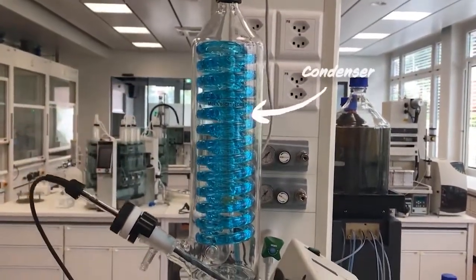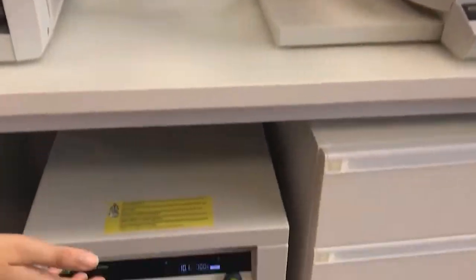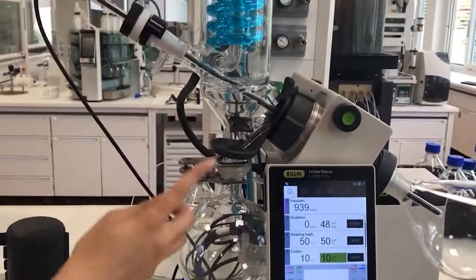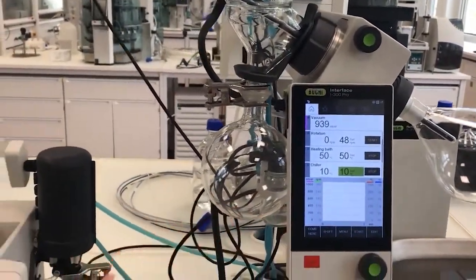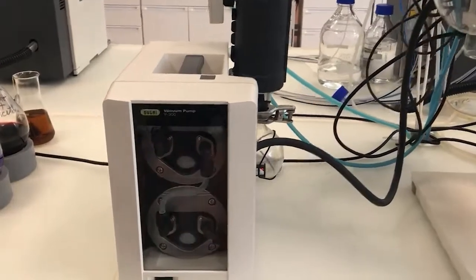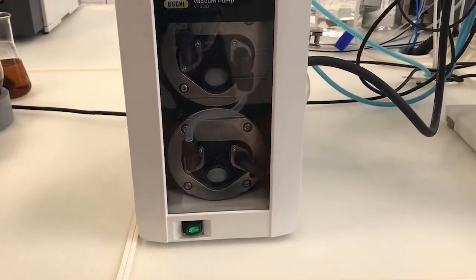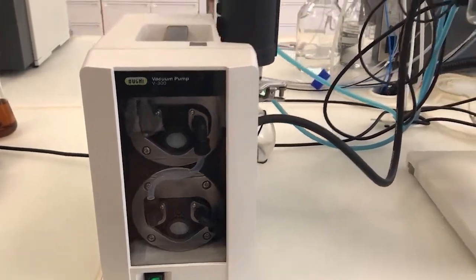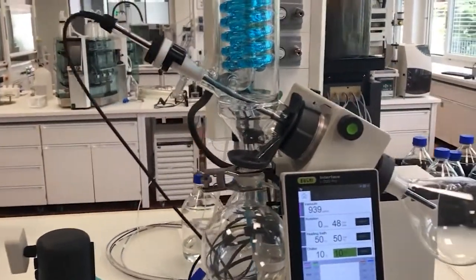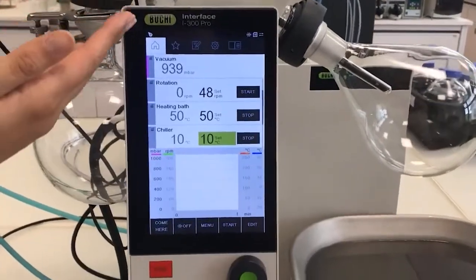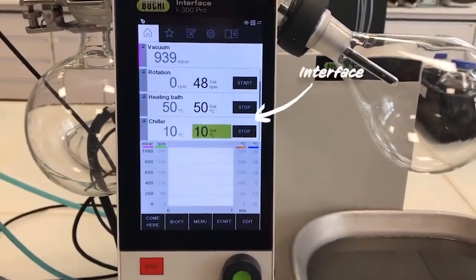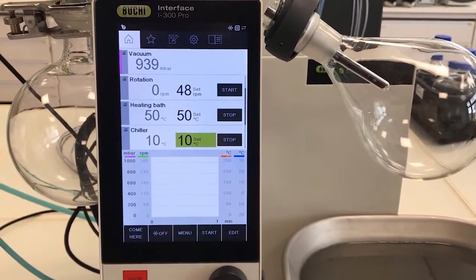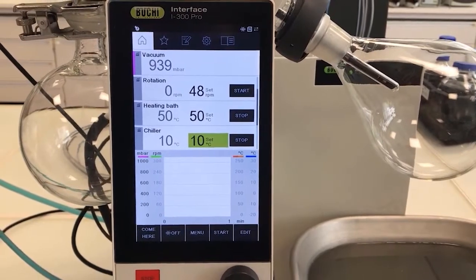This area is cooled by a chiller or by means of tap water. It will then be collected as a distillate in the receiving flask. To reduce the pressure inside the system, one needs to have a vacuum source. Here we have a vacuum pump that allows evaporation at a reduced boiling point and pulls the vapor into the condensation area. Lastly, we have an interface, which is the brain of the whole system. It enables the user to control all parameters from one single area and not setting them individually.